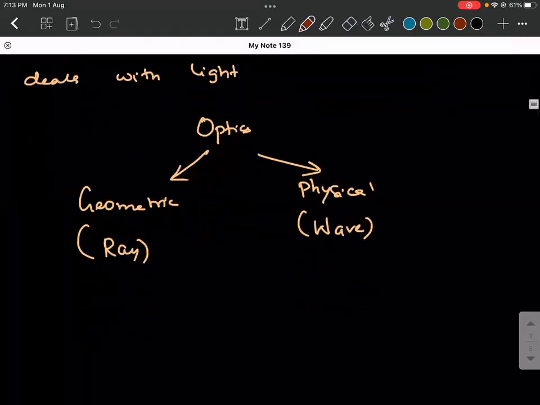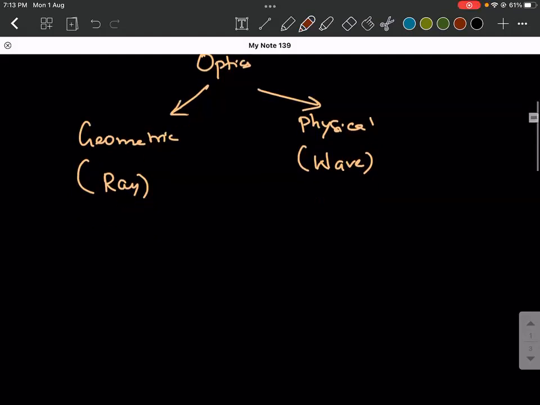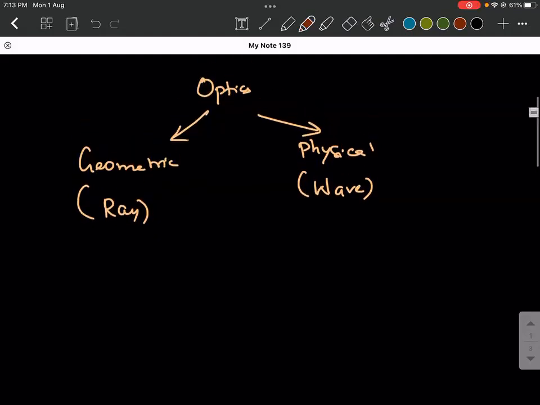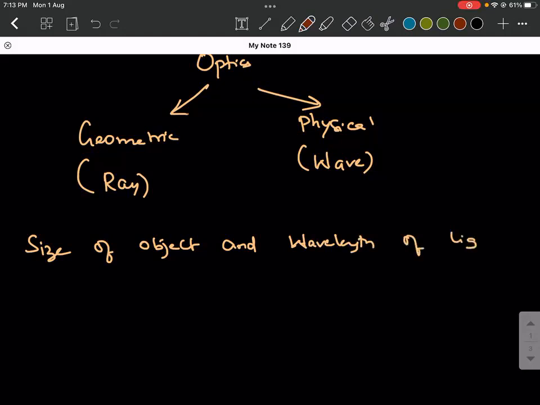Right. The next question is, why are we calling it geometric and why are we calling it physical? Because there are 2 points. Whenever you're trying to classify something, you need a differentiating factor. So if you observe, the differentiating factor is dependent on the size of the object and the wavelength of light.